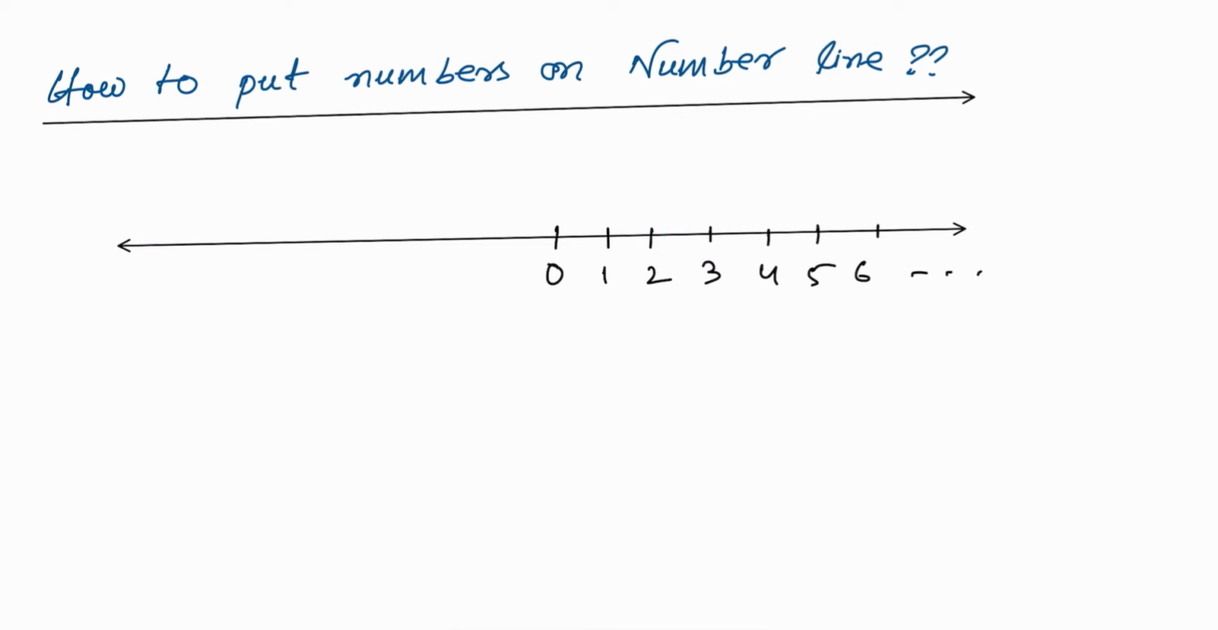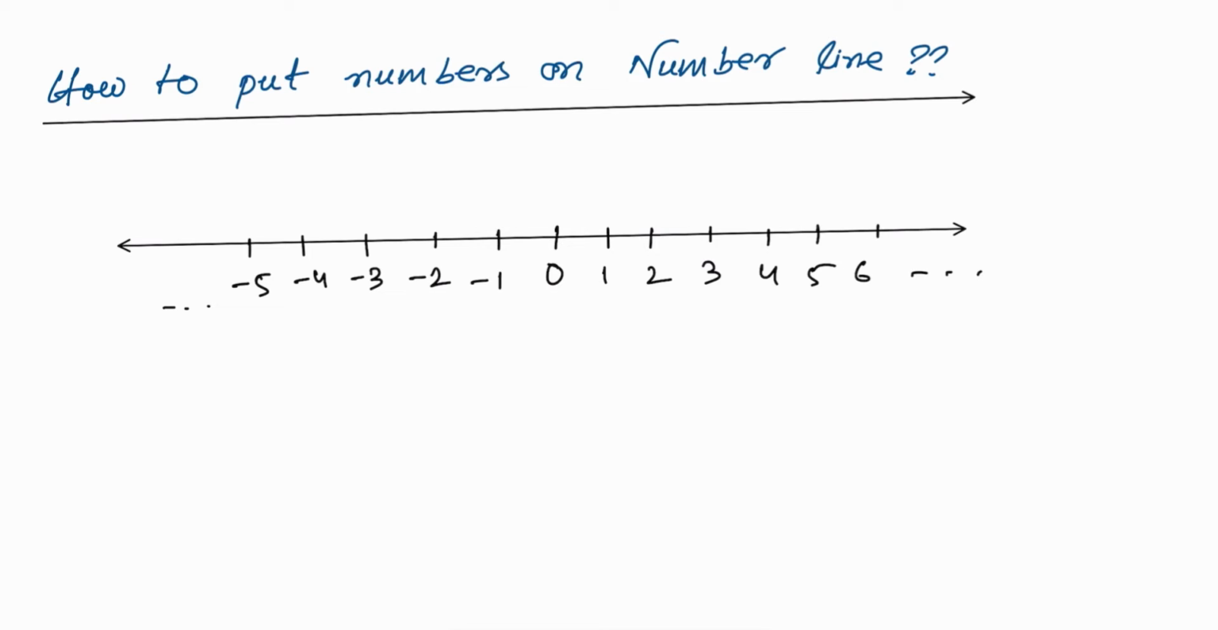And to the left of 0 we have the negative numbers. If you move towards the left of 0, you will get the negative numbers. So it will be -1, -2, -3, -4, -5 and so on.